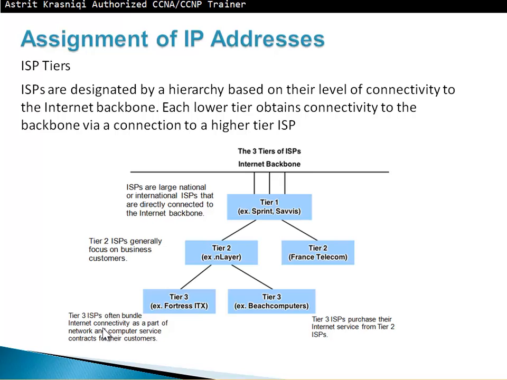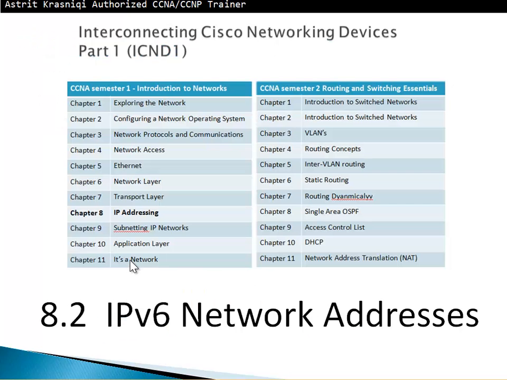They often bundle internet connectivity as a part of the network and computer services contract for their customers. So these are the companies that we deal with as customers, and then they deal with their own ISPs, and those ISPs deal with national ISPs, and then the internet backbone. Okay, that's it for 8.1, and I'll see you in section 8.2, IPv6 network addresses.